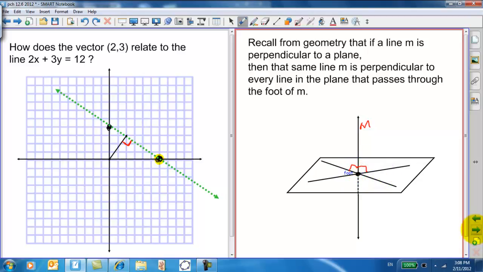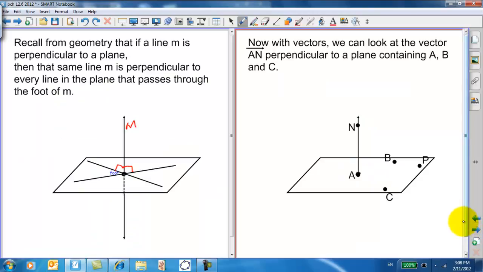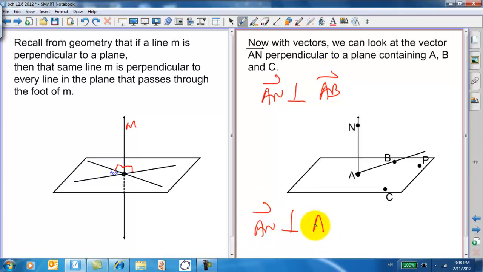Now let's see how this applies in vectors. We can look at the vector AN, perpendicular to the plane containing A, B, and C. So it's perpendicular to everything in here. It's perpendicular to this vector, this AB vector, right? So let's write that down. AN is perpendicular to AB. AN is also perpendicular to AC, another point in the plane, right?